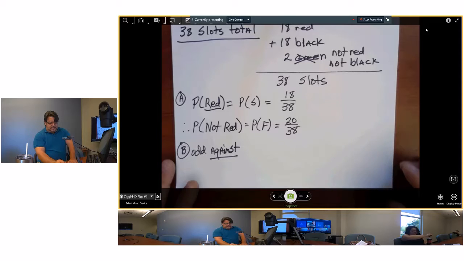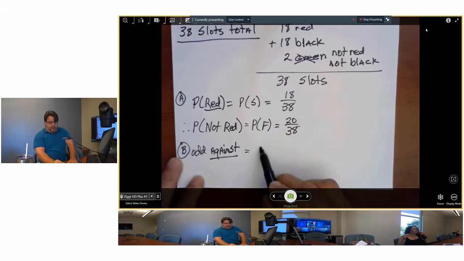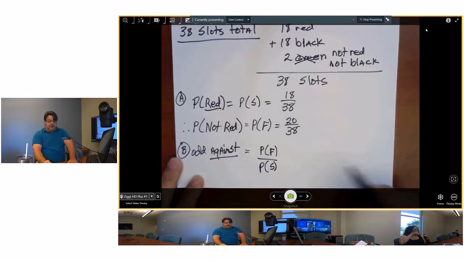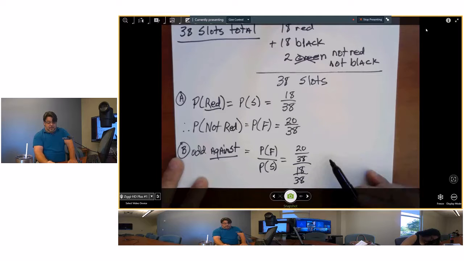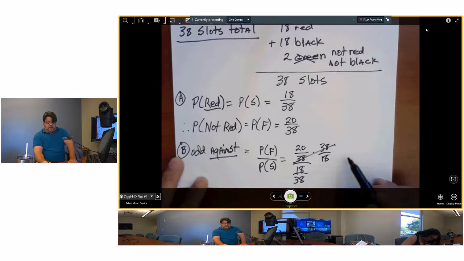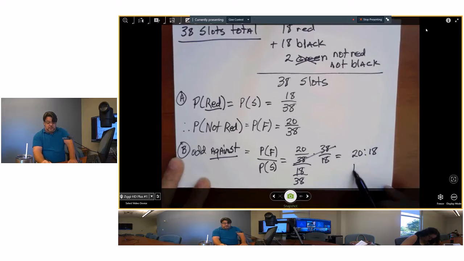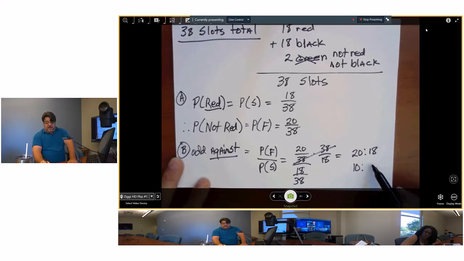The odds against is equal to the probability of failure over the probability of what? Success. And I tell y'all to leave everything as a fraction so that way you won't have to depend on the calculator. So that'll be 20 over 38 divided by 18 over 38, which multiplied by 38 over 18, which is equal to 20 to 18, or 10 to what? 10 to 9?